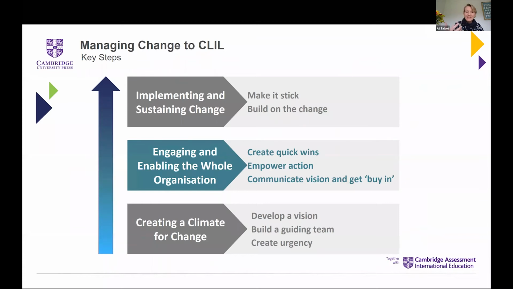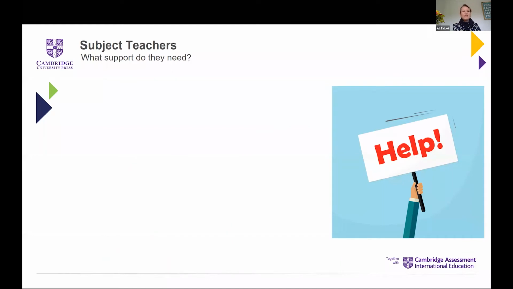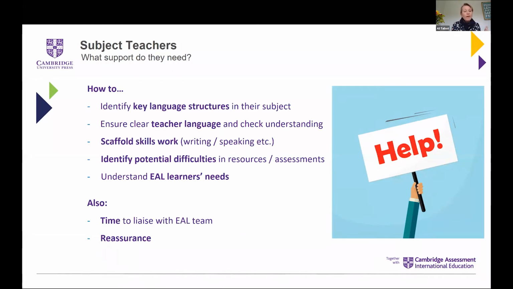That brings us to the next stage of this managing change. And you can see here the language that's used: empowering, getting buy-in, so getting people to believe in this, and creating these quick wins. How can we show them quickly? Oh, actually, this is a great thing. And you can reap rewards. So what do subject teachers need? What support do they need? Well, this is what I've found over the years.